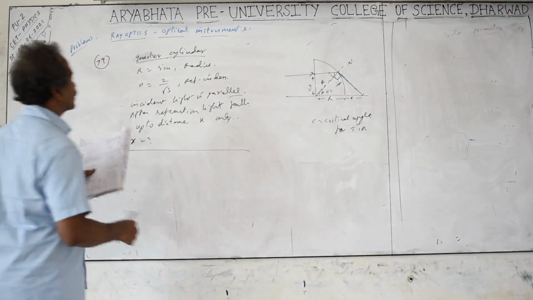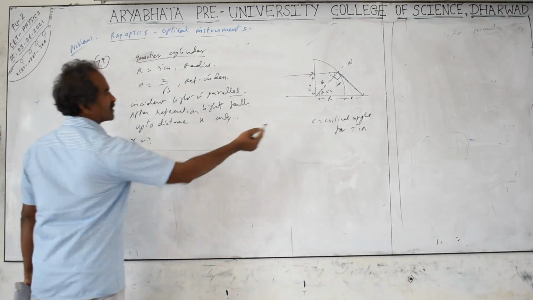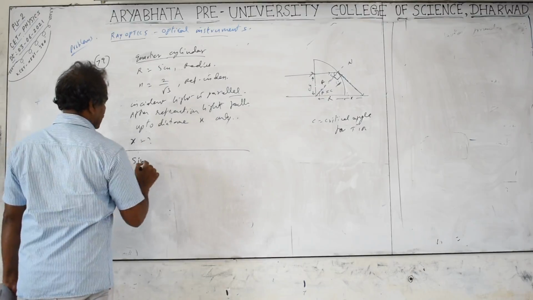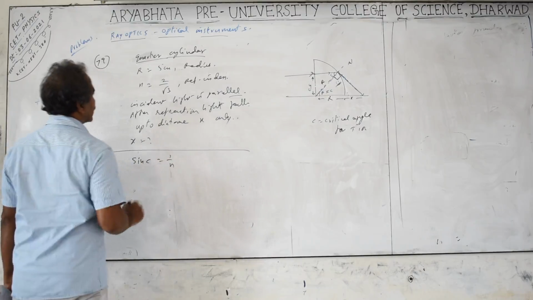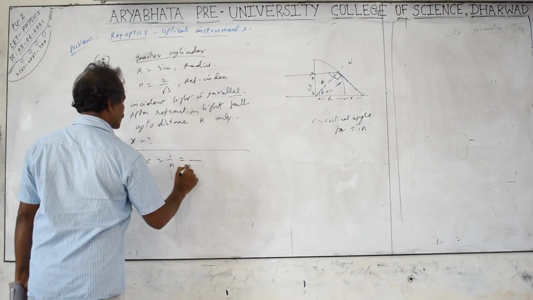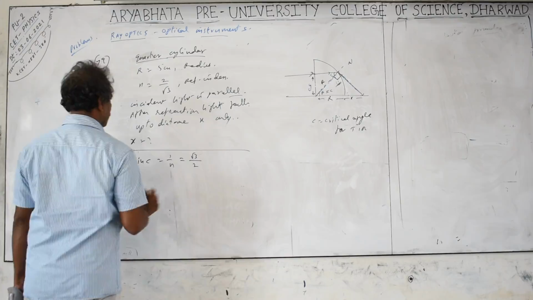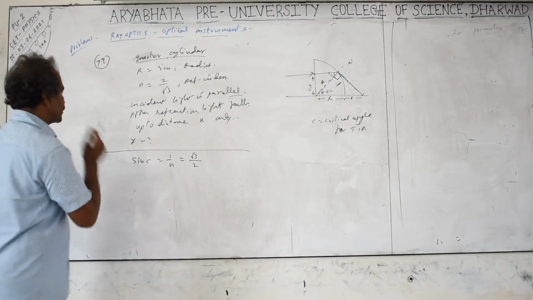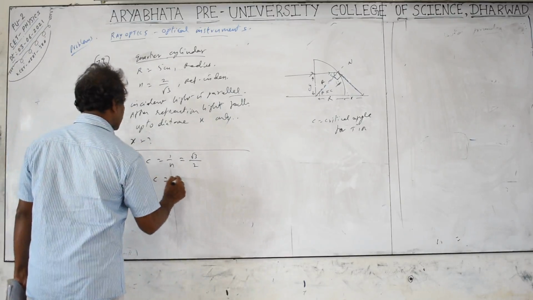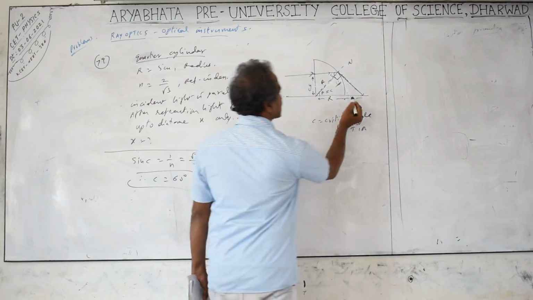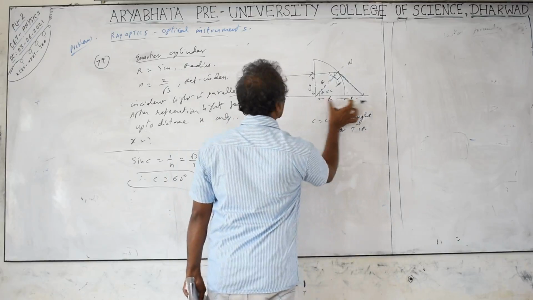The refractive index value is given for us, so we can use the condition for the critical angle. In terms of the refractive index, sin c is equal to 1 by n, n is equal to 2 by root 3. So this becomes root 3 by 2. Once it is root 3 by 2, we can find c: sin 60 is root 3 by 2. Therefore, c is equal to 60 degrees. We don't want that. We actually want this x, but r we know. x we have to find out.